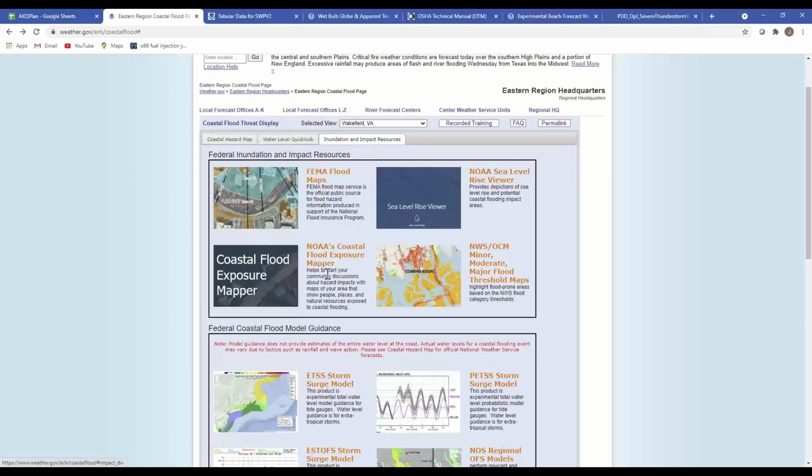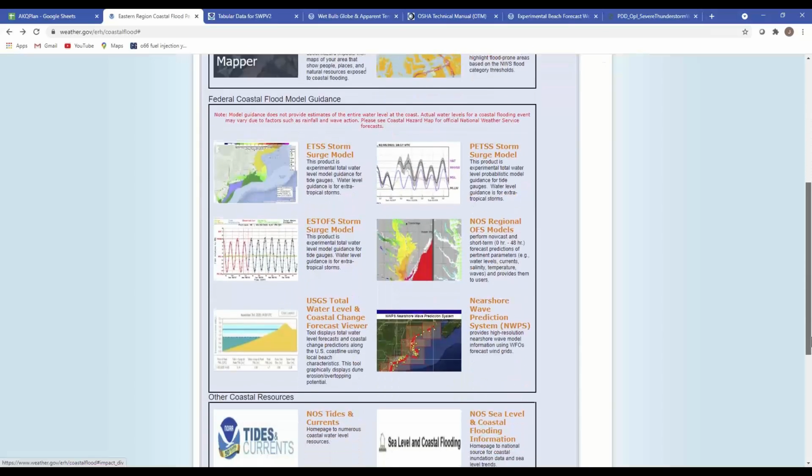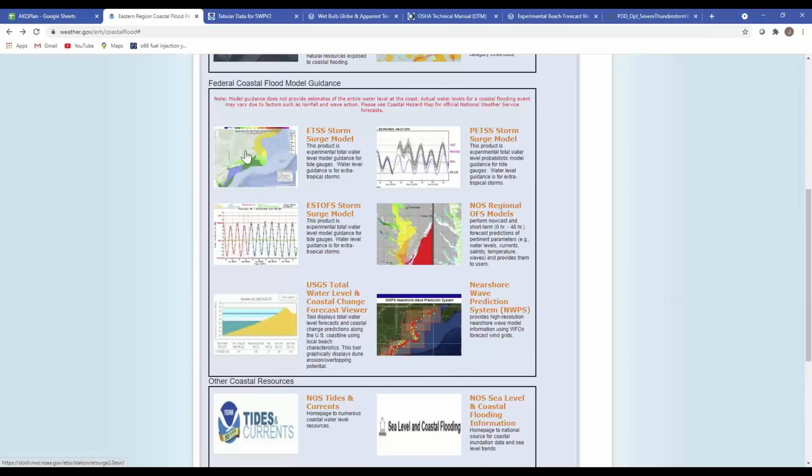But at the very first section here, back on the inundation impact and resources, these are your inundation mapping resources. The next section is all of your flood guidance. So this is a nice resource: if you want to look at the extratropical storm surge guidance, it's here. If you want to look at the probabilistic extratropical storm surge guidance, it's here. The STOF guidance is here. We have the wave run-up information interface here. Our nearshore wave model, which gets into rip currents and things like that, is also in this interface. So we try to put everything together.